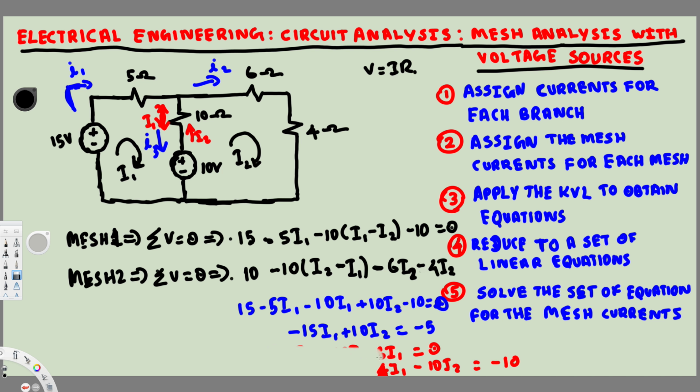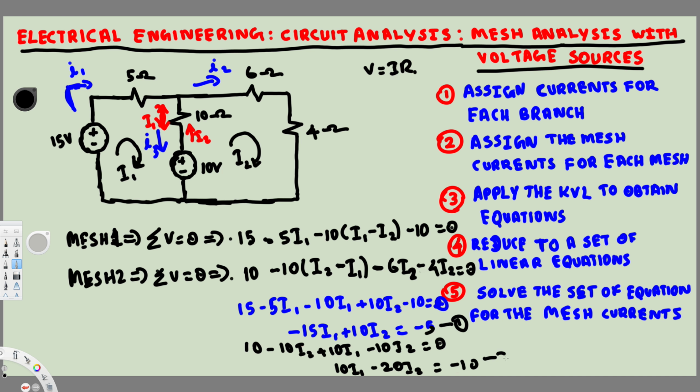Let's do this one again. So the whole thing is going to be equal to 0, right? Now let's simplify. This is going to be 10 minus 10 I2 plus 10 I1, and then we are going to have minus 10 I2 again, equal to 0. So this is going to be 10 I1 minus 20 I2 is equal to minus 10. Okay, now it's correct. So we have two equations.